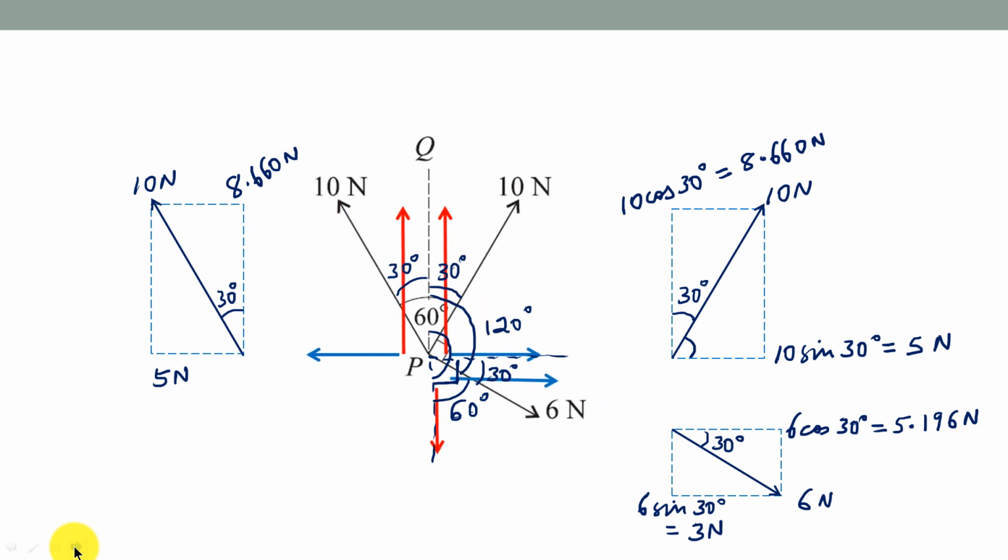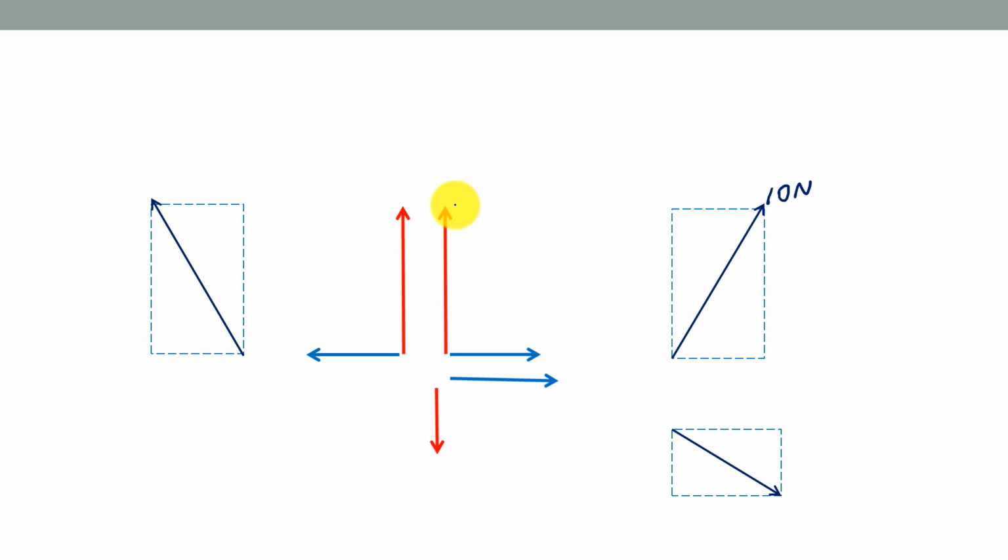So over here, I have brought all the components now closer together so that they are back where the diagram was supposed to be. So let's remove that diagram so that at least we make it a little bit clearer. We had already seen that this one is 8.66 newtons. This is another 8.66 newtons. Well, this one was 5 newtons, and this is 5 newtons. This one was 5.196, while this is 3 newtons.